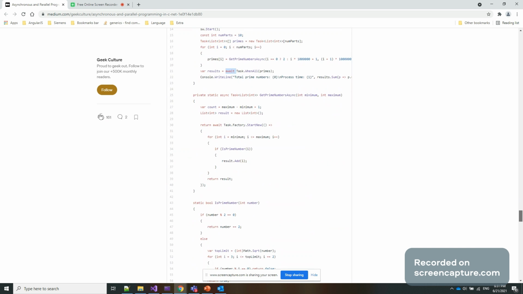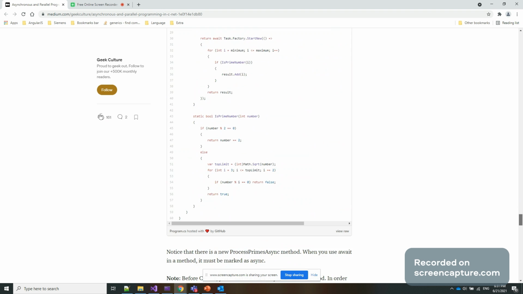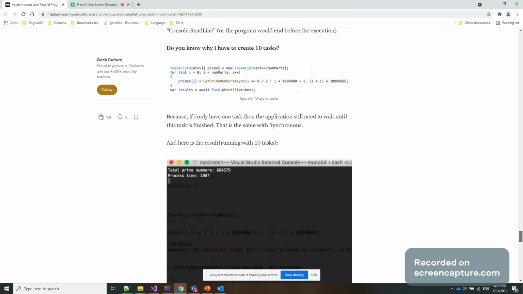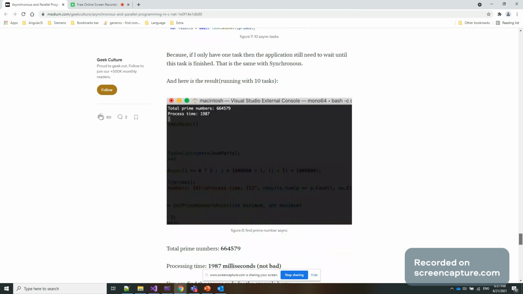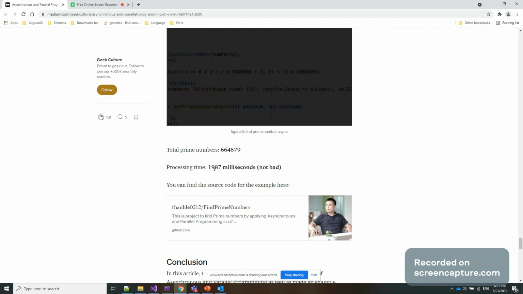So with async await, the result shows the processing time taken is 1987 milliseconds. It's a little bit more, but not a bad result. So we can take a deeper look into this example. I put this information into the chat box. You can take a look, and in parallel I will put a couple more pieces of information regarding parallel programming.